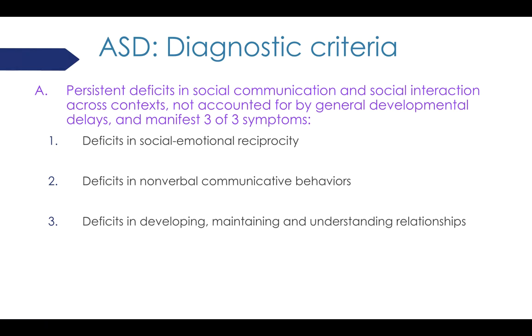So what I'd like you to do is give me an example of what you might see, or characteristics you might see, in a child that has deficits under 1, under 2, and under 3.